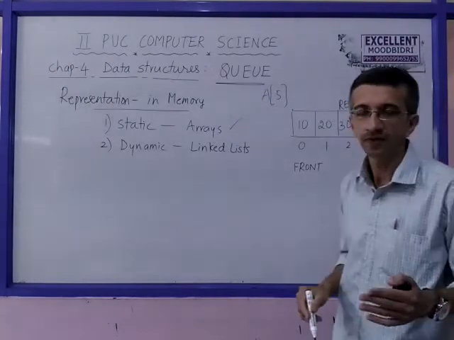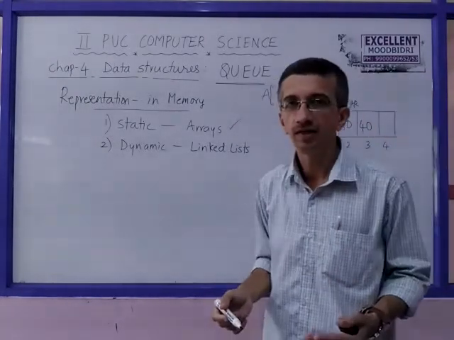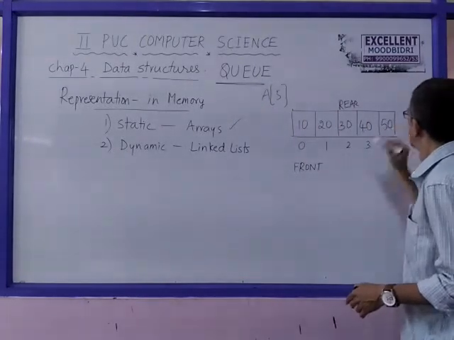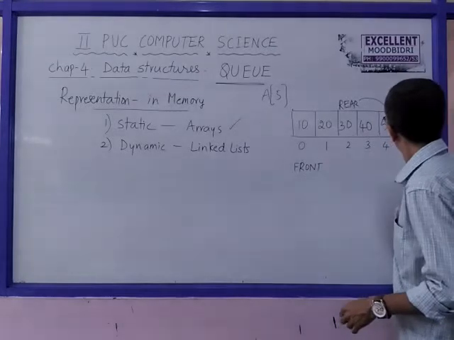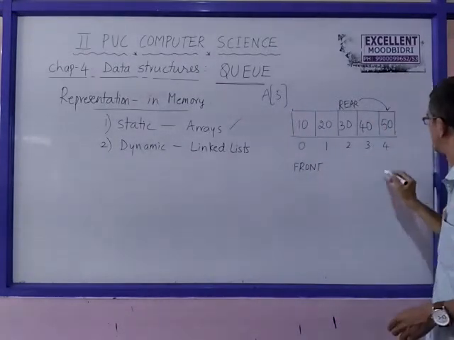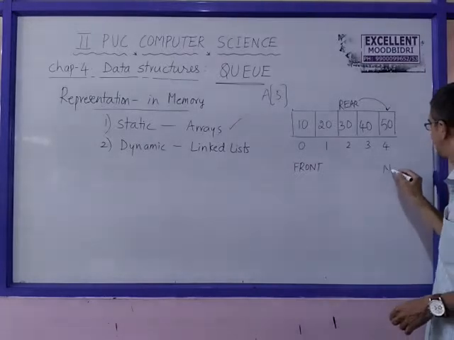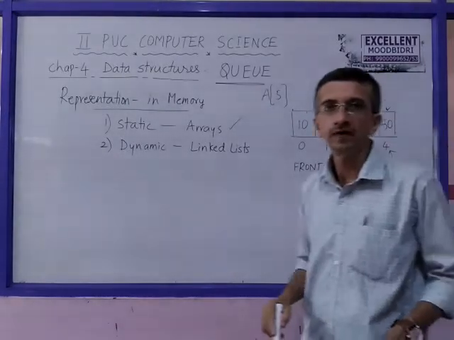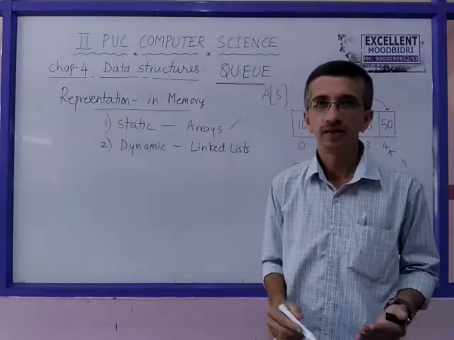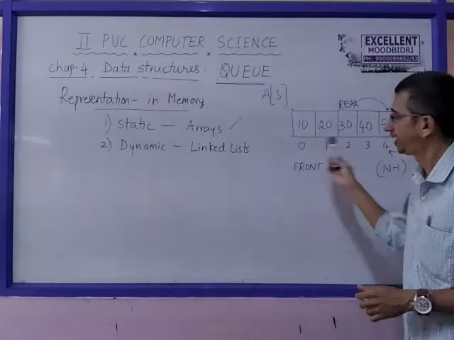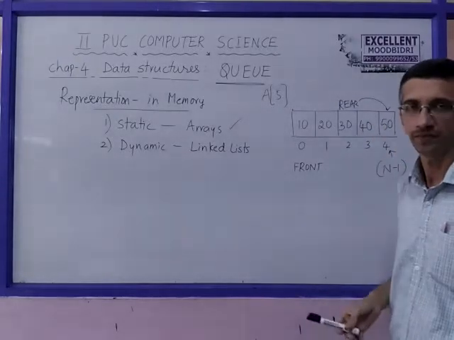So each time the new item to be inserted is at the rear, right? 50. Now after that, rear is this one. When there are 5 items, the last index is n minus 1, correct? N minus 1 is 4. When we reach the index n minus 1, naturally the queue is full. So at this point, the status of the queue is full.